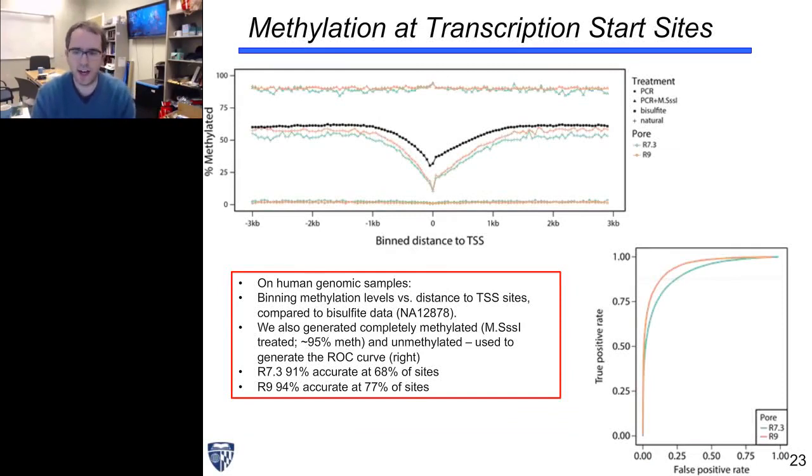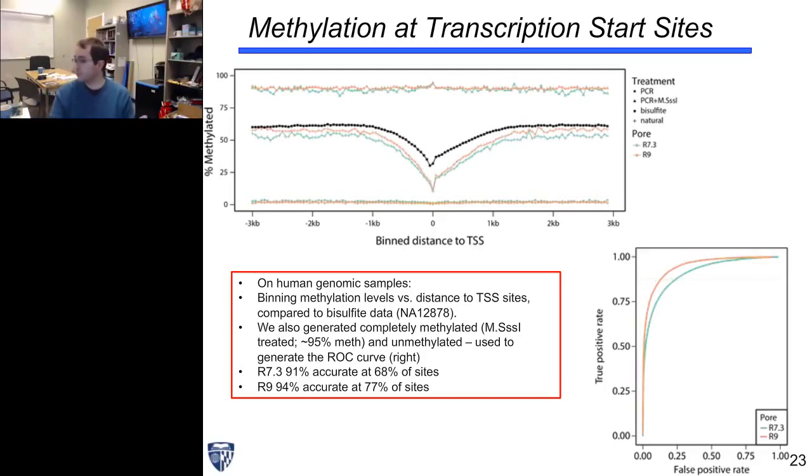When we looked at our own NA12878 data, we decided to try and bin it to compare it to transcriptional start sites, so we could see if we see the same kinds of profile. Typically, as shown with the black line here, bisulfite data indicates that methylation dips as it gets close to a transcriptional start site, and then as it goes back into the gene body, it rises up again. As it goes further away from the transcriptional start site, upstream in the gene, it typically goes up again. We see that same kind of behavior for nanopore sequencing methylation data for both the R7.3 and the R9 pore.